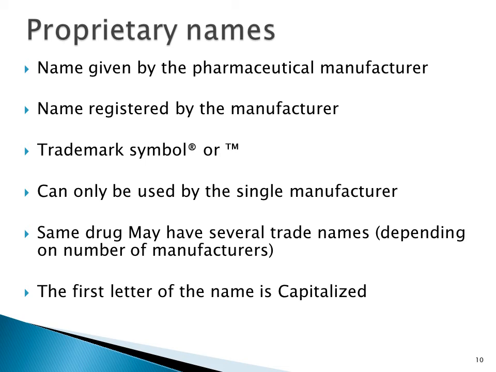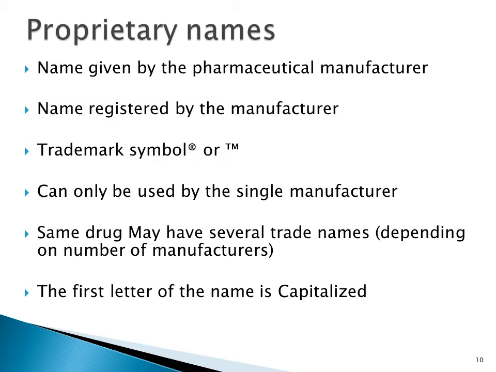Then for the proprietary names, these are the names given to a drug product by the pharmaceutical manufacturer, and it means that this name has been registered by the manufacturer. When you're writing these proprietary names, it is important to note they usually come with a symbol, that's the trademark symbol, the R in a circle or the TM. When you're writing the name of the drug, the R sign or the TM is usually written at the top right hand corner of the name of the product.